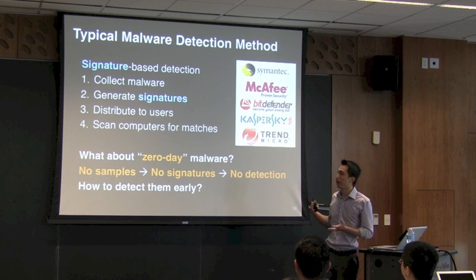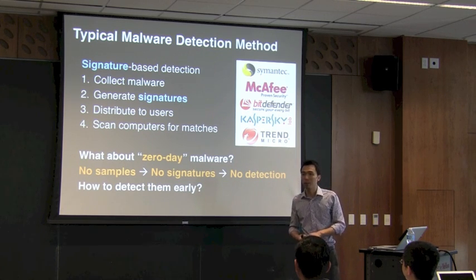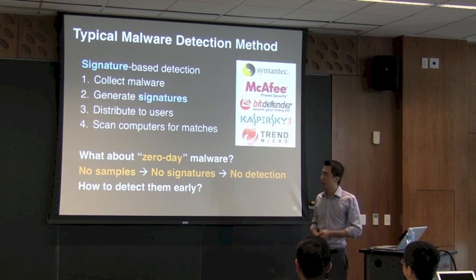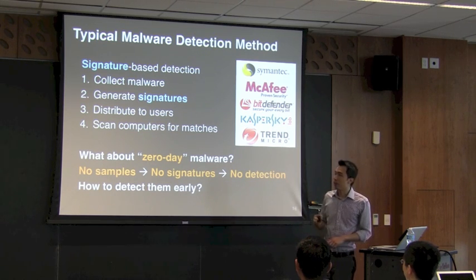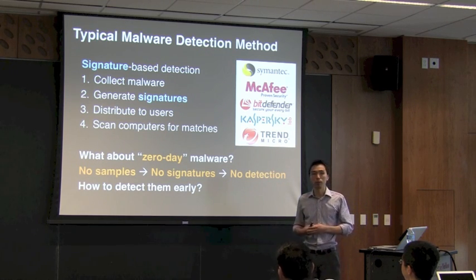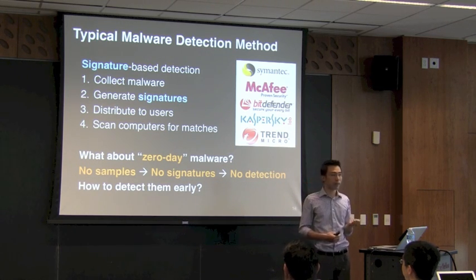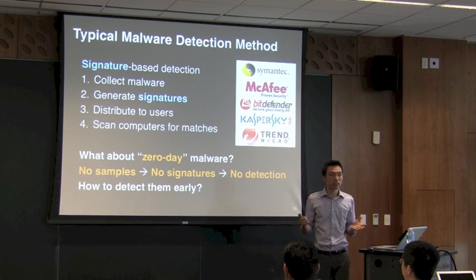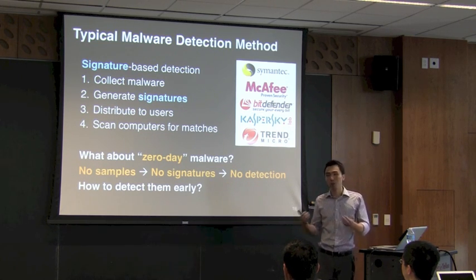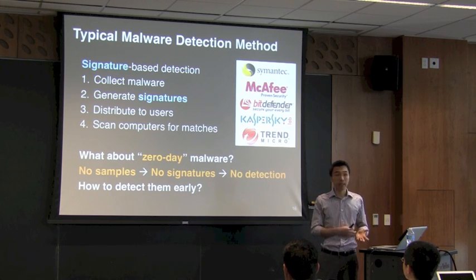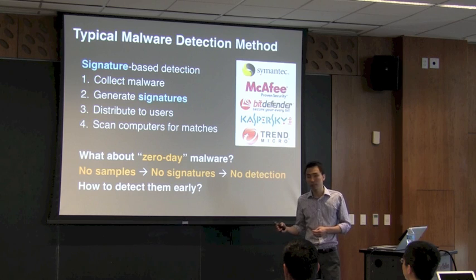To help you understand the contribution of Polonium, I'm going to briefly explain how malware detection traditionally works. It's based on what we call signature-based detection. That means security companies, for example Symantec, collect malware samples from users, and for each malware sample they generate a signature. Then they distribute all these signatures to users. That's why every week you're probably getting several updates from Symantec. And then your computer scans for files that match those signatures.